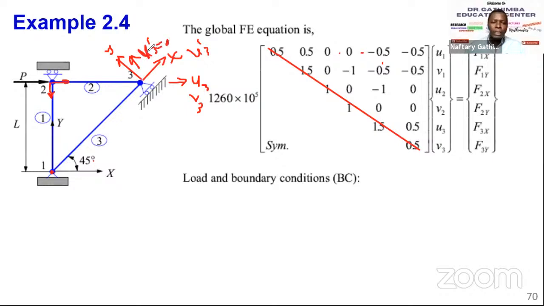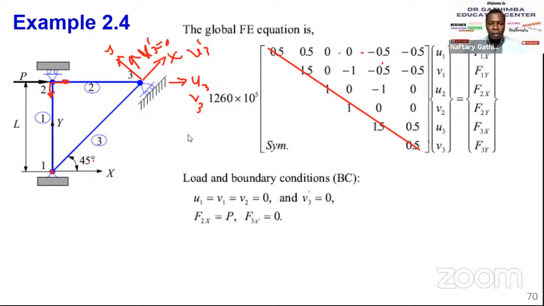So we need to transform from the local coordinate system of this boundary condition of the displacement here to the global coordinate system. So those are the boundary conditions. We have U1, V1, and V2 is equal to 0. Then we have V prime 3 in the local coordinate system, in the local axis at node 3, V prime 3 is equal to 0.